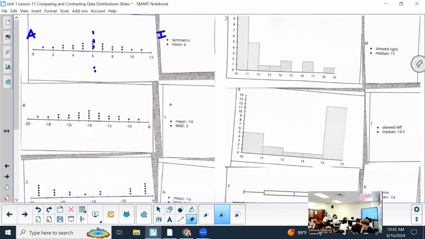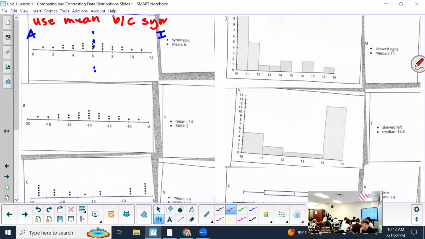Something we briefly talked about yesterday, but just barely, we're gonna focus on today. When the data is symmetric, what is better to use to describe it, mean or median? Mean, actually. So make a note, use mean because it's symmetric. And I mean, the mean will match the median, but that's just like a test question. When the data is symmetric, use the mean.